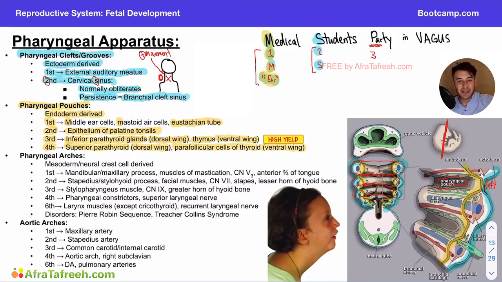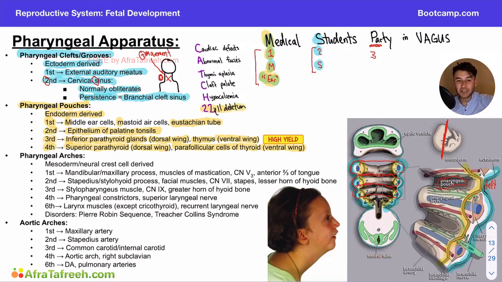Now, I mentioned earlier that the third and fourth pouches are particularly high yield, and this is especially with respect to DiGeorge syndrome, which is due to 22q11 chromosome deletion, and I want to highlight that here. This sets us up for our mnemonic called Catch-22, which is a way to remember the presenting features of DiGeorge syndrome. So it's going to be cardiac defects, abnormal facies, and when I talk about abnormal facies, it's usually going to be like a small jaw or a cleft palate, something strange about their facial features.